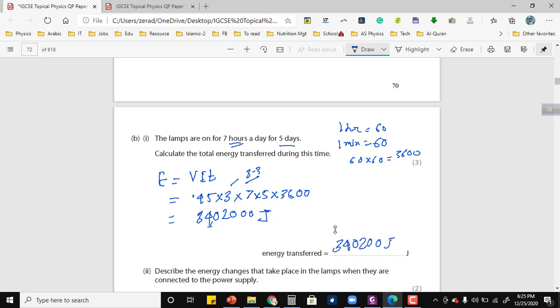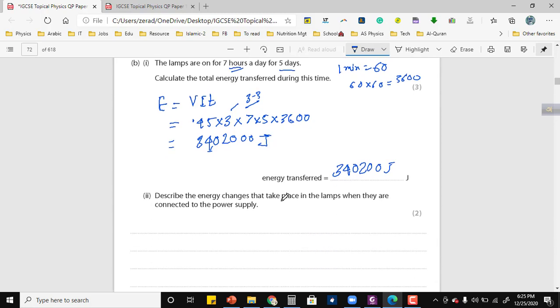Moving on to the next question, which says describe the energy change that takes place in the lamps when they are connected to the power supply. We know that the lamps are getting the energy from the power supply. Here the power supply contains electric energy. So we say the electric energy is transferred into light and heat energy.